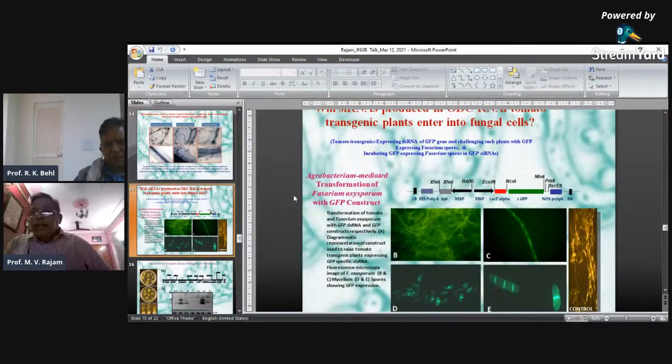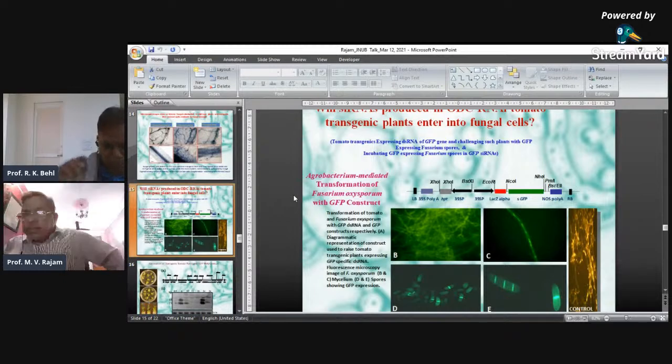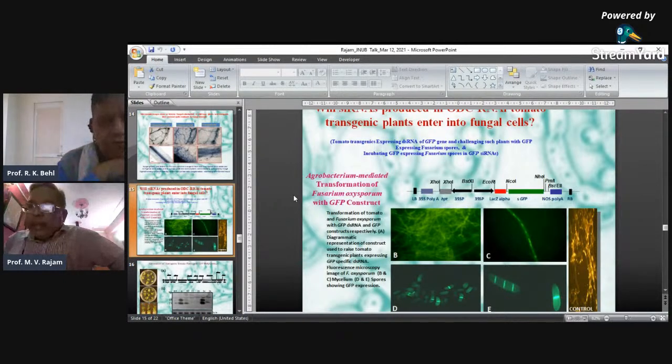Based on disease resistance assays, we predict that siRNA molecules might have entered into fungal cells. But we wanted to demonstrate the uptake of siRNA molecules by fungal cells from tomato transgenic plants. For this, I designed an interesting experiment. We transformed Fusarium oxysporum with a green fluorescent protein, GFP, construct for its overexpression. And you can see we could see a very good expression of GFP based on confocal microscopy.